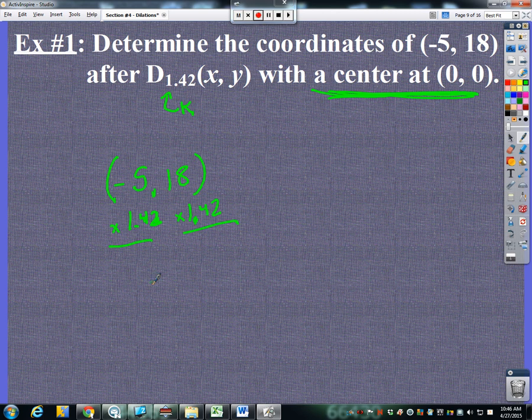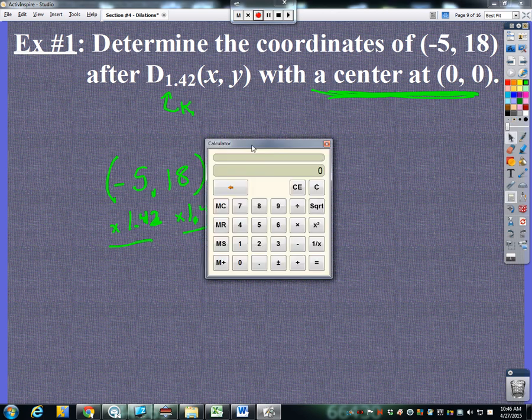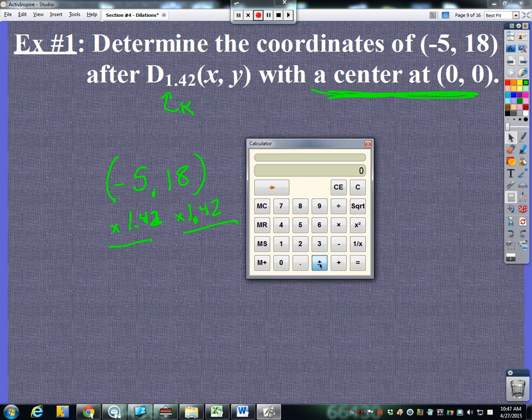So we'll see where -5 goes. Calculator, thank you. -5 times 1.42. Except you didn't do the 1, buddy. Let's try it again. -5 times 1.42. So -5 will move to -7.1.